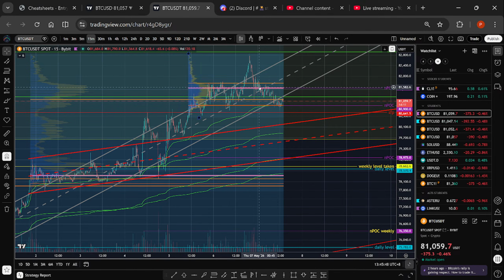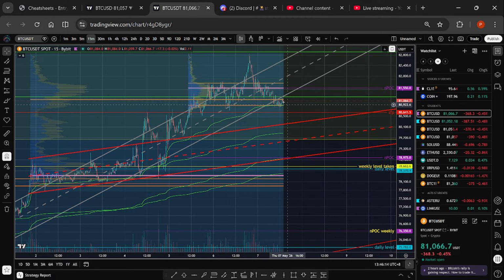So currently, this MPOC was from yesterday. Now that's been taken, right? We can get rid of that. Now we have this one here that was formed overnight. So it could come up and touch that and reject, or just go up and get above it and claim it and then move up.